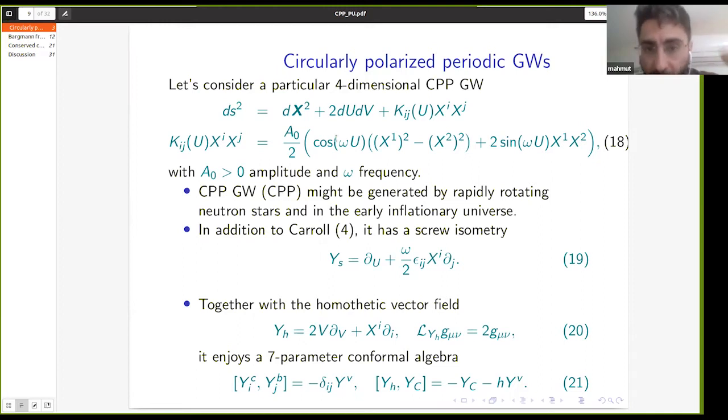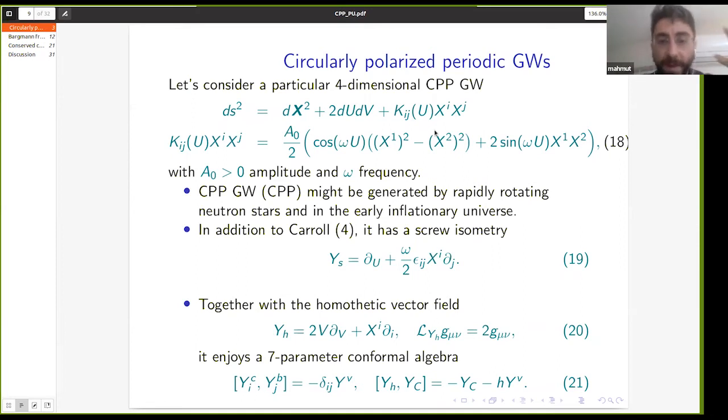But in addition to Carroll, it is very symmetric. It has an extra isometry called the screw isometry. The screw isometry is a combination of U translations and the planar rotation. This is the rotation, generated by something like angular momentum, and this is a U translation. So if you combine a U translation with a half angle rotation on the plane, its Lie derivative action leaves this metric invariant. So it is an isometry, okay?